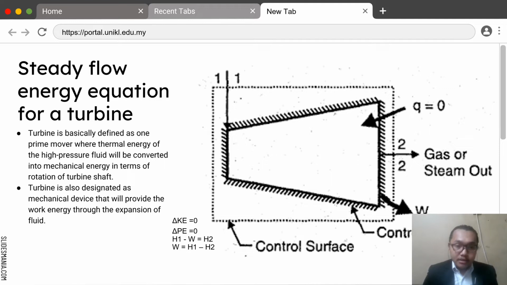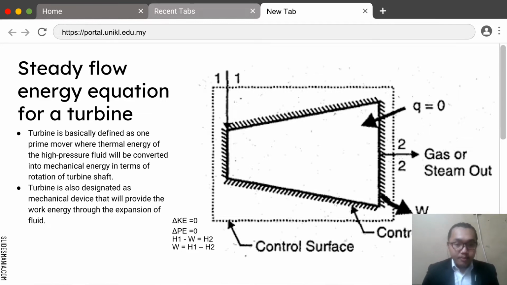Let us see the following figure, where high pressure fluid enters at inlet 1-1 and low pressure fluid leaves the turbine at its outlet section 2-2. I will repeat this again: high pressure fluid enters at inlet 1-1 and low pressure fluid leaves the turbine at its outlet at section 2-2.